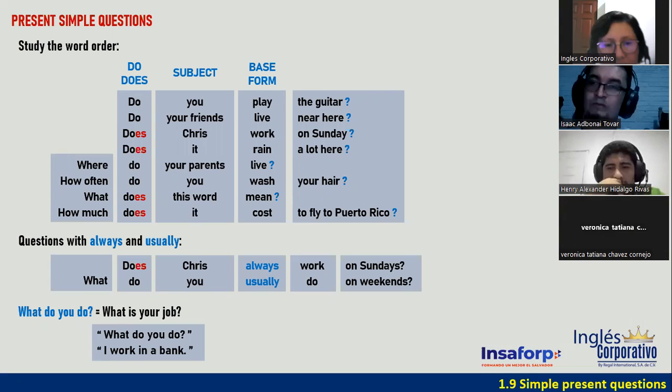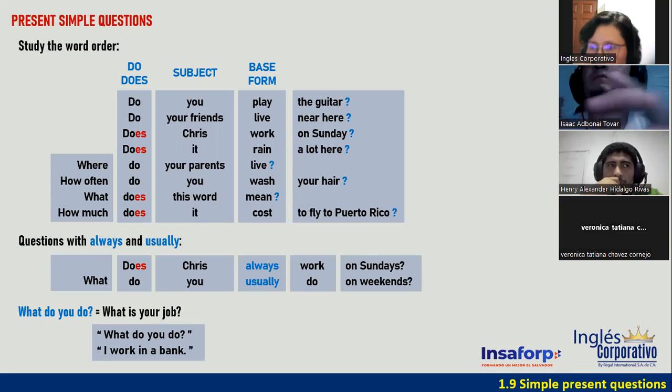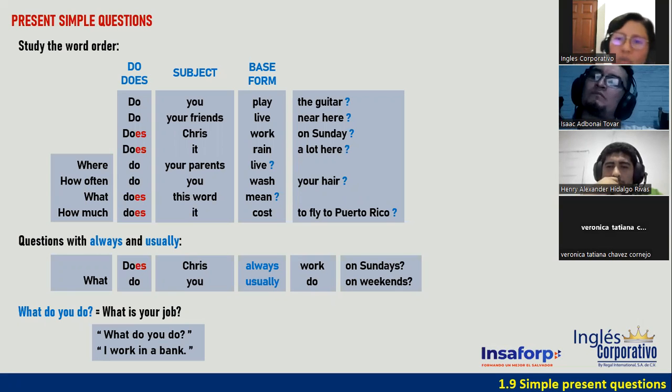So, when I use the adverb of frequency, when I use third person, I use the rule. Repeat the question, please. Oh, so if I use frequency adverbs, usually I can use the rule for third person. No están relacionados, Verónica. Okay. No, they are not related.